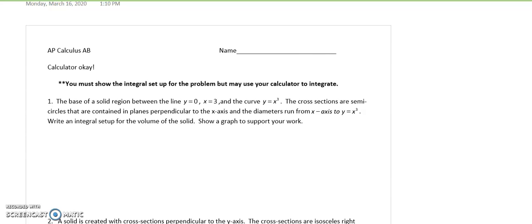Welcome back, Calc students. We're now going to review 8.2 to 8.3. This will require your calculator, so please take a moment and get your calculator.